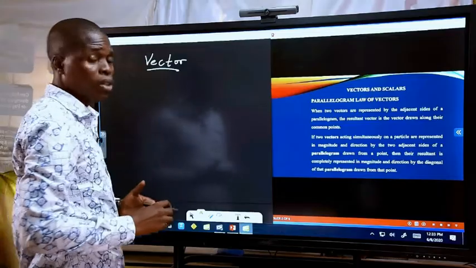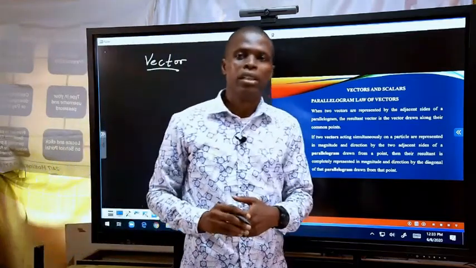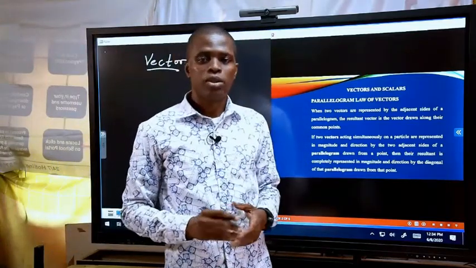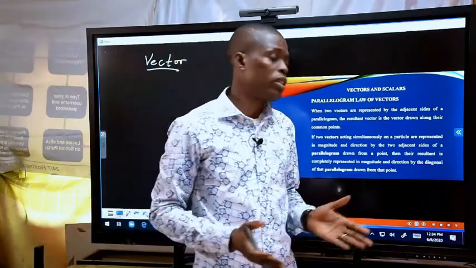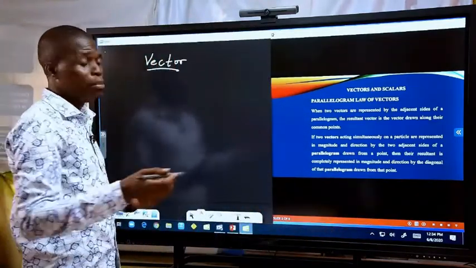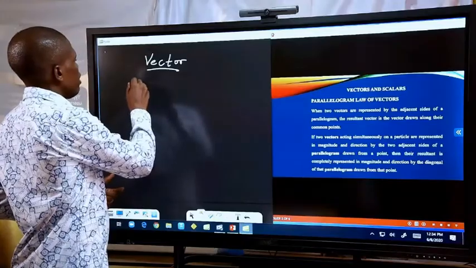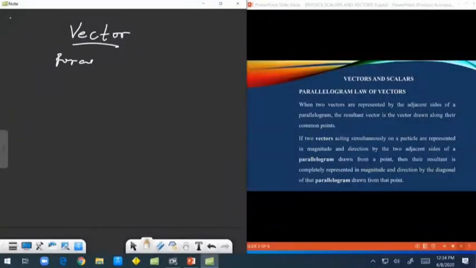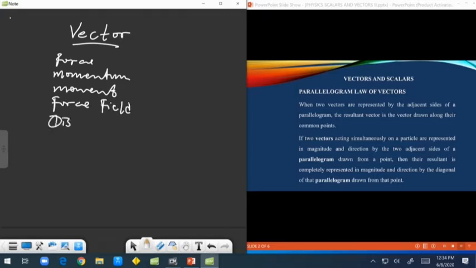As we go on, we have to remind ourselves of what a vector is quickly. A vector is a quantity that has magnitude and direction. In the previous class we said the examples of vectors are force, momentum, moment, force field, displacement, and so on.